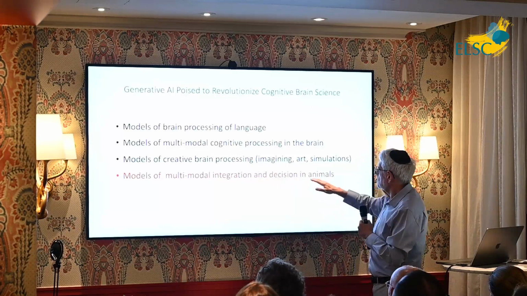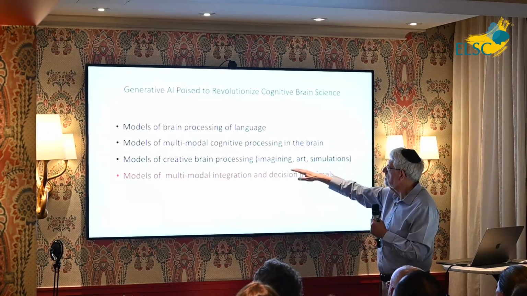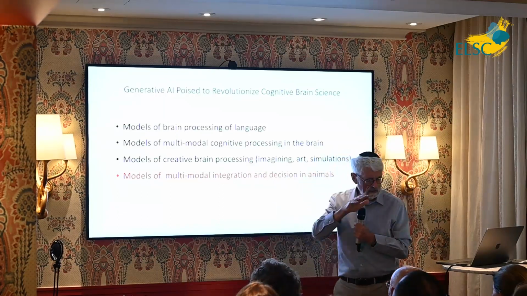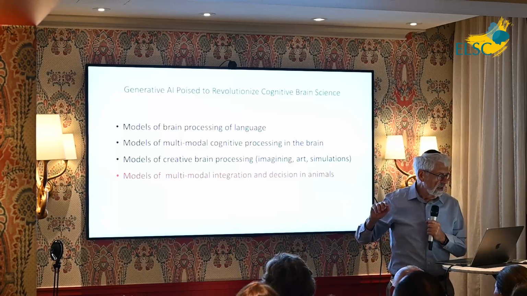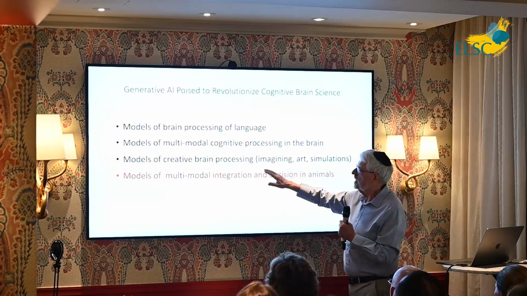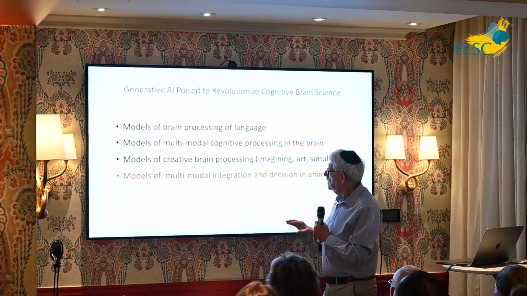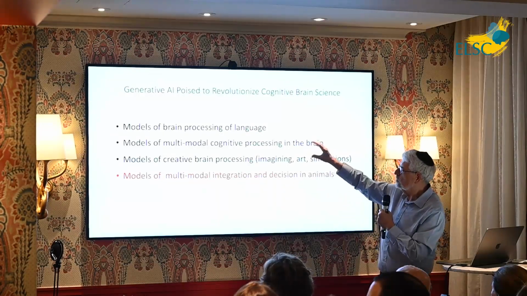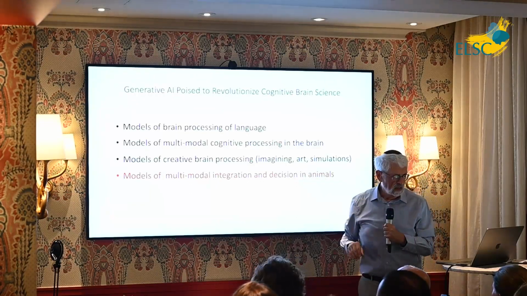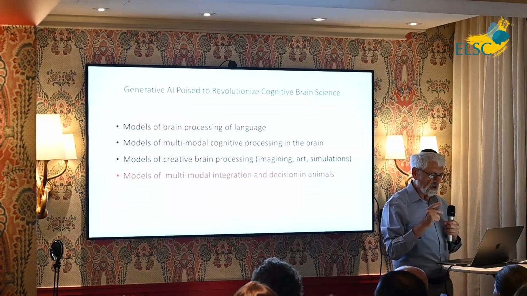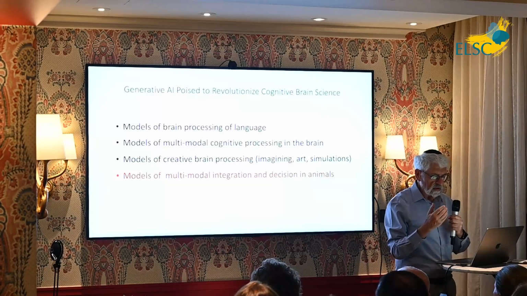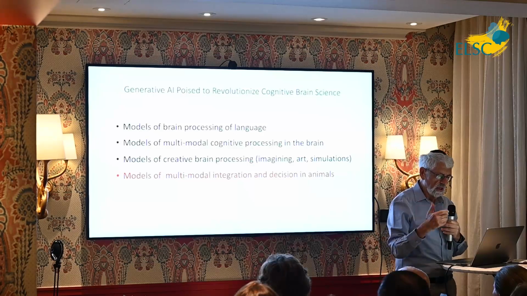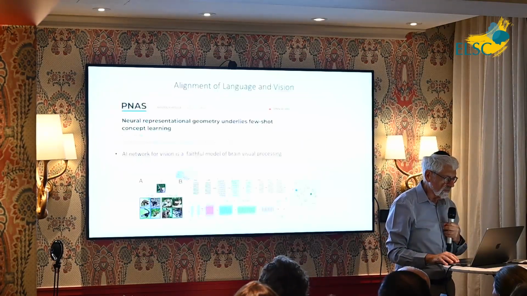Creative brain processing, what is going on in our head in imagining, in art, in simulations? And I think, something that I can discuss offline, that something like diffusion models might actually be going on in the brain. And finally, although this has a lot to do with language, I think it also has very important implications for animals, at least animals that are complex enough to integrate multimodal sensory stimuli and make decisions, and so on and so forth. Okay.